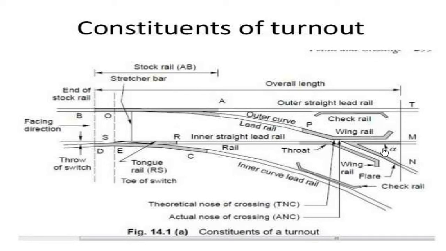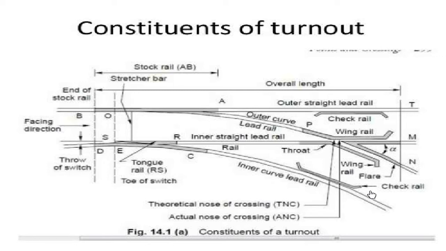So it is that arrangement of points and crossing with lead rail. Lead rail means it is the turnout rail. Basically, the turnout rails will be called the lead rail. You can see over here, outer straight lead rail, outer curve lead rail, inner straight lead rail, inner curve lead rail. Okay, so by means of which the rolling stock is getting diverted from one track to another. This is the main track and from here it is getting diverted to another.